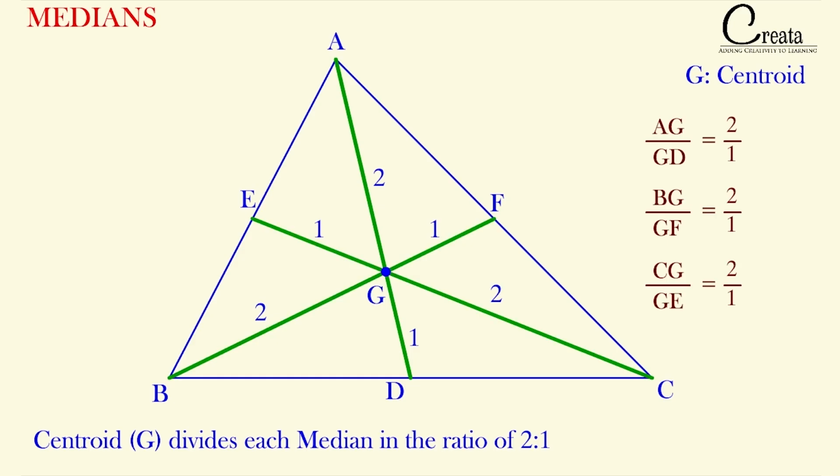This ratio will help you in solving many questions related to medians. Remember, this portion attached to the vertex is the larger, that is 2, and this is the smaller, that is 1. A common mistake: in a hurry, many times the students take the ratio as inverse, that is 1:2. The remembering technique is that 2 is attached with the line starting from the vertex. A small thing, just a common mistake.